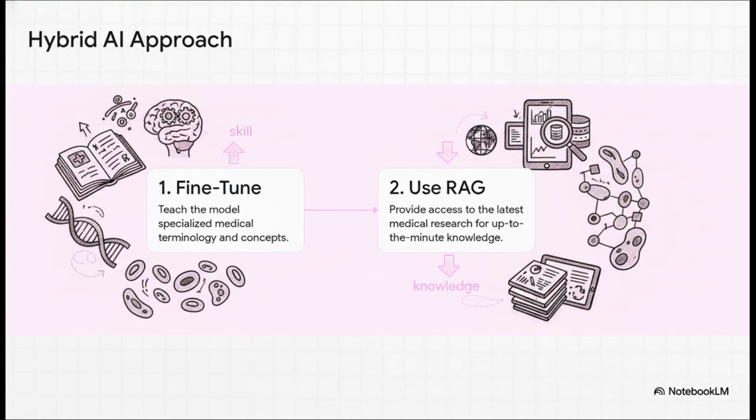Imagine you're building a medical AI. First, you could fine-tune the model on medical textbooks. You're teaching it the specialized language, the complex concepts. You're teaching it the skill of being a doctor. Then you use RAG to connect it to a database of the very latest medical research papers. Now you've got an expert who's also completely up to date. It's the best of both.